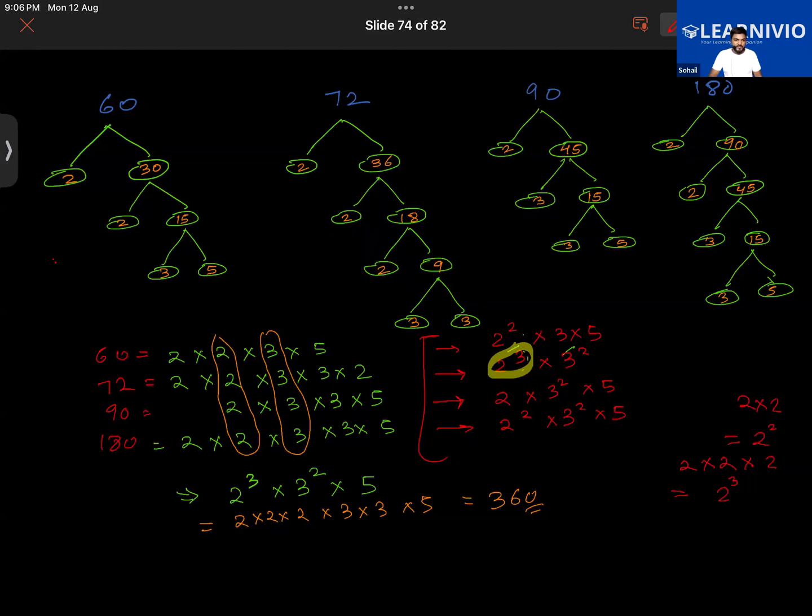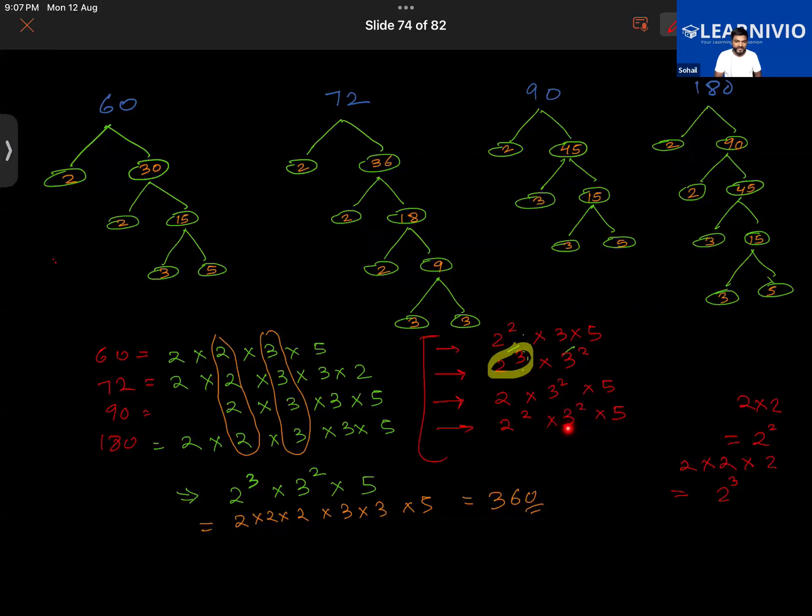Okay, now. So we did the prime factorization, and then we looked at the numbers which have the highest power. Out of all the 2's, here we had so many 2's: 2 square, 2 cube, 2, and 2 square. But we only took 2 cube because it had the highest power. Then out of all the 3's, the 3 which has the highest power is 3 square.